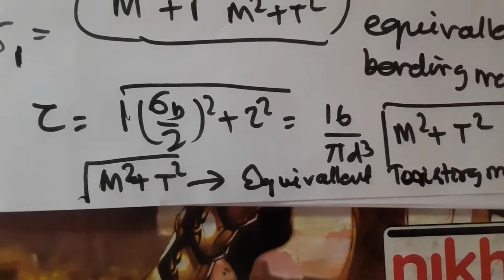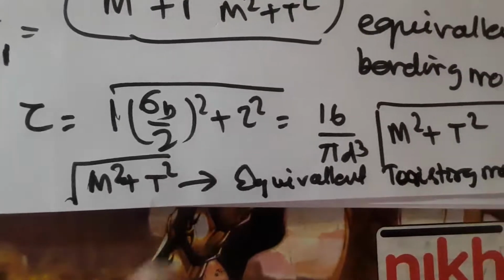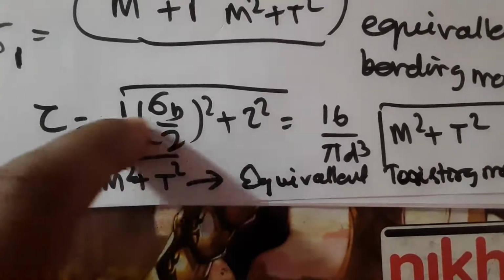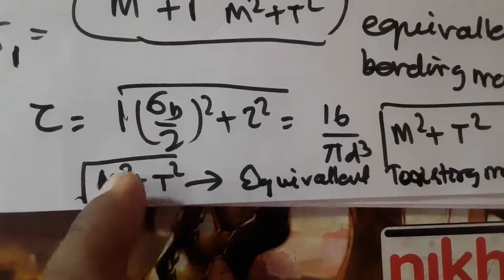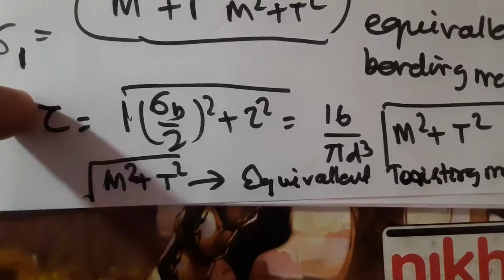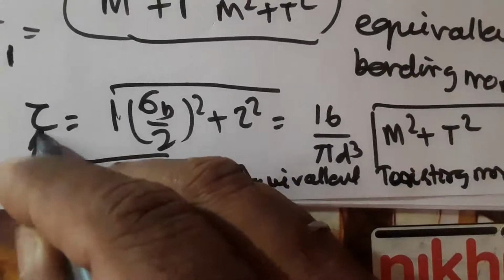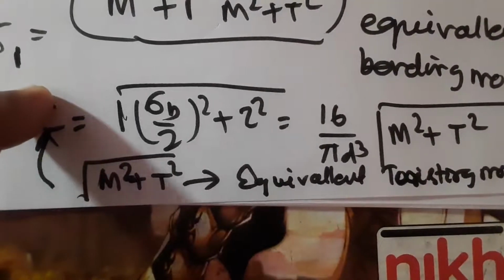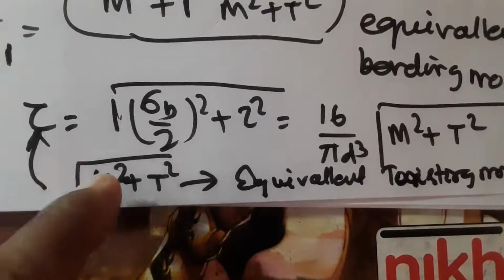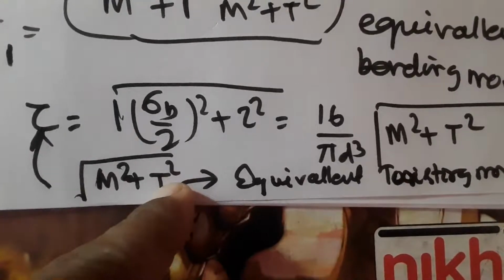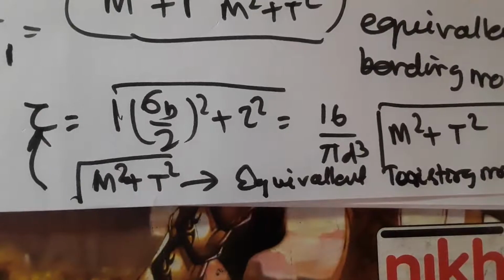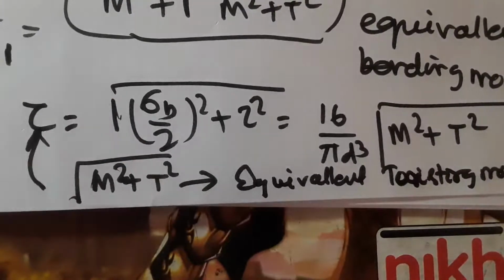So instead of applying both M and T together, if you apply only T whose magnitude is equal to M square plus T square under the radical sign, it will produce the same amount of shear stress, which is this. This shear stress is produced not only because of M, not only because of T. When both M and T are applied together, it is going to produce this amount of shear stress. So this is the equivalent twisting moment.